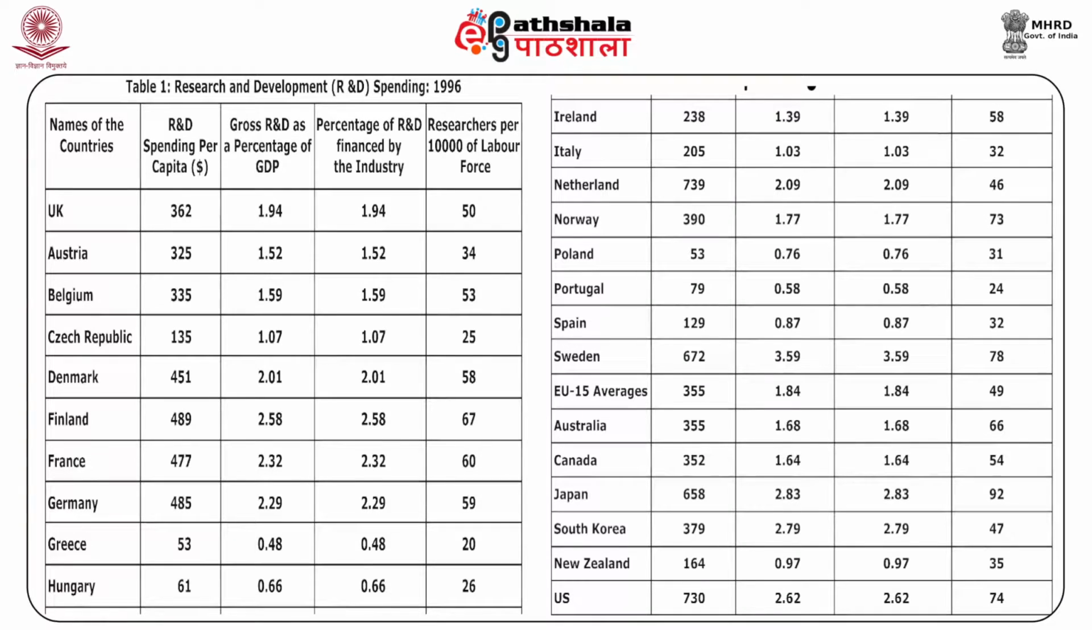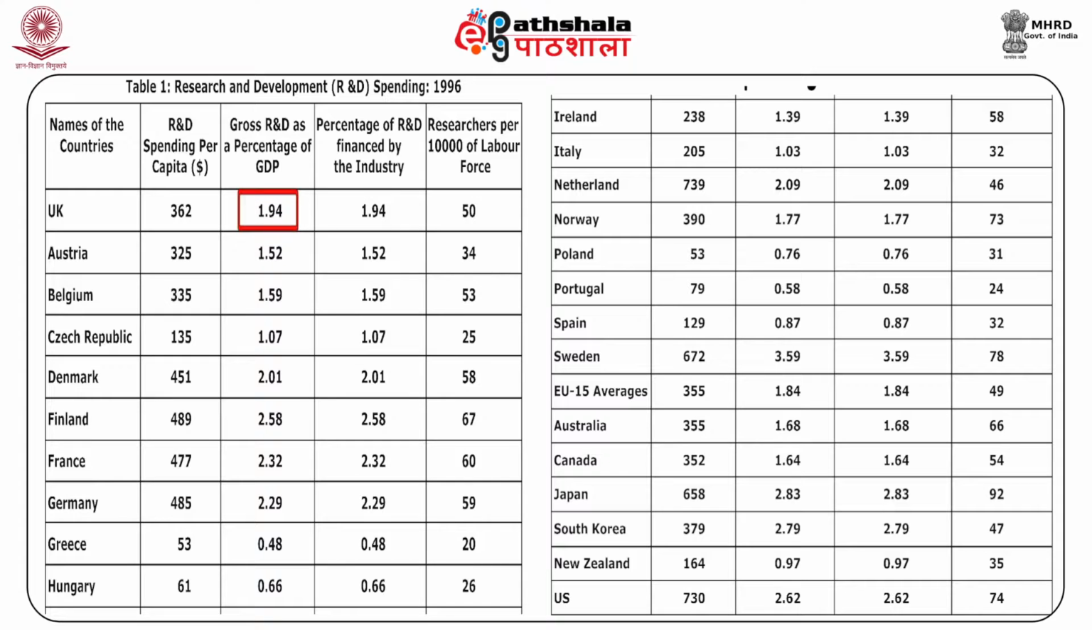The table and figures show that higher R&D spending positively affects the stock of human capital in the listed developed countries from the UK to the US. The R&D spending per capita in the UK was lower at $362 and highest in the US at $730. Similarly, the number of researchers per 10,000 population in the UK was lower at 50 and higher in the US at 74. However, Japan had the highest number of researchers per 10,000 people, which was 92 in the same year.